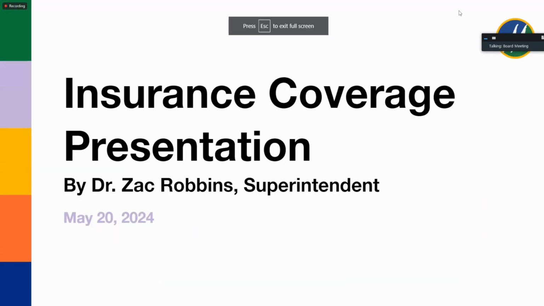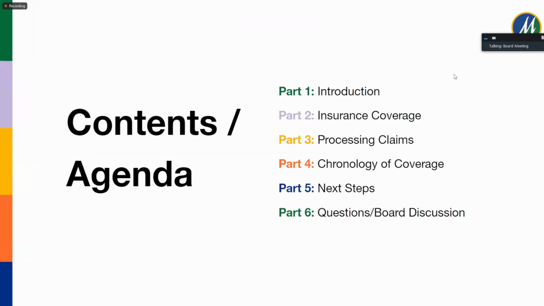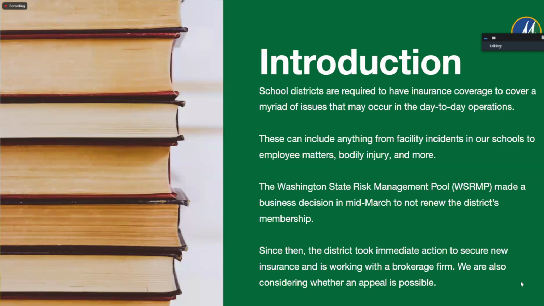Thank you. Let's go to the next slide, please. So we're going to begin with the introduction and we'll talk about coverage. We'll talk about claims, give a bit of a chronology and next steps, and then open things up for questions. Next slide, please. So school districts in Washington are required to have insurance coverage to cover a lot of things that happen in the day-to-day operations of schools. It can be anything from facilities issues, bodily injuries, employee issues, and many other things.